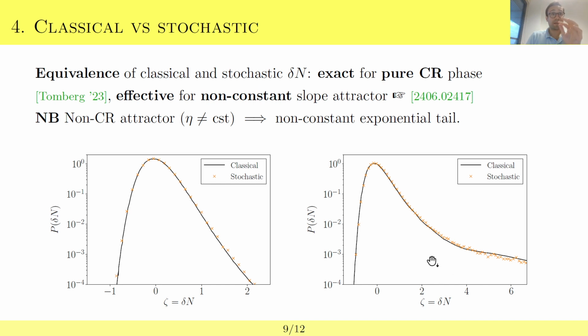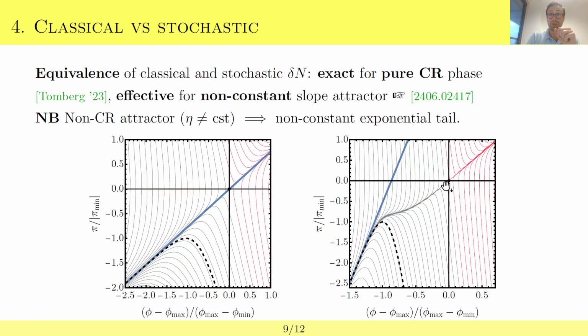Despite this equivalence, there are qualitative differences between both models, which I want to highlight at this point. The most important of them is that while in this model we have the usual configuration of a Gaussian PDF that turns into an exponential tail, in this case the exponential tail doesn't have a constant slope. It's like a broken exponential. It has one slope here and one slope here, and these two different slopes are related to the fact that the attractor itself has two different slopes, if you want, one here and one here.